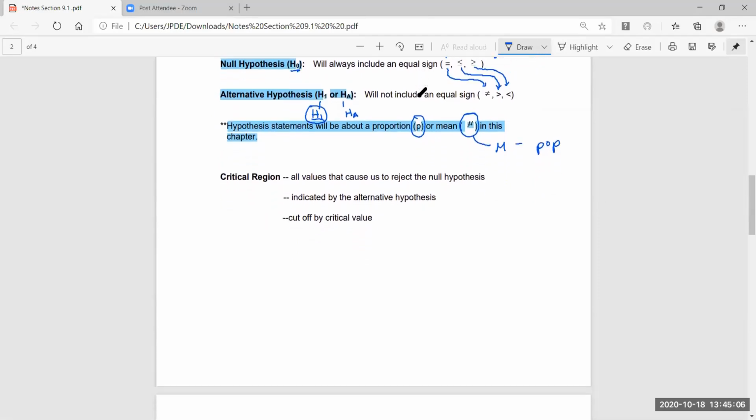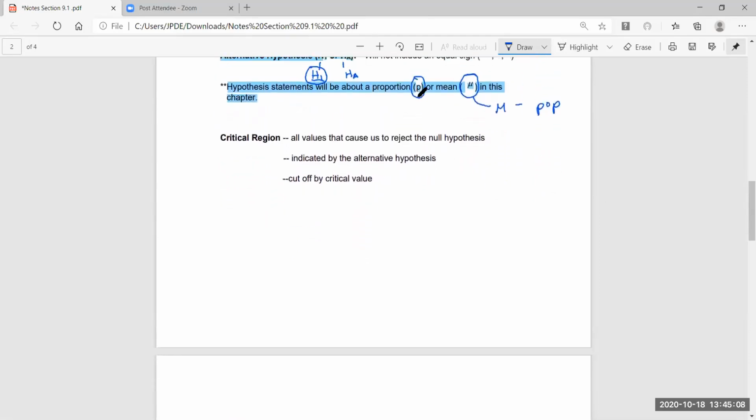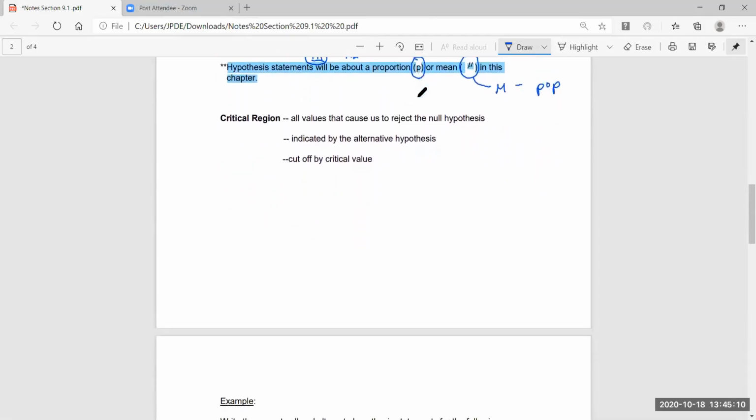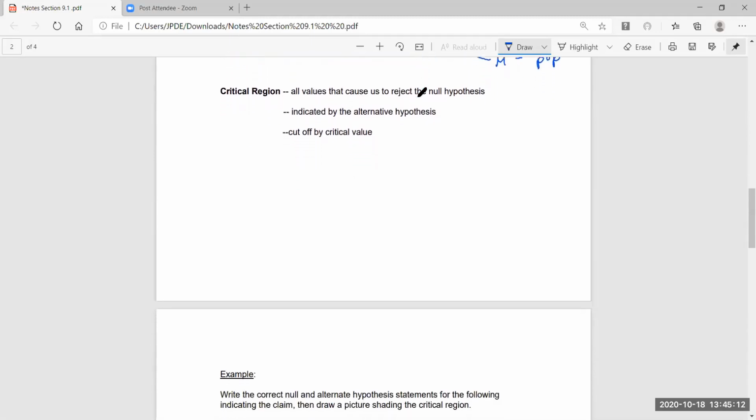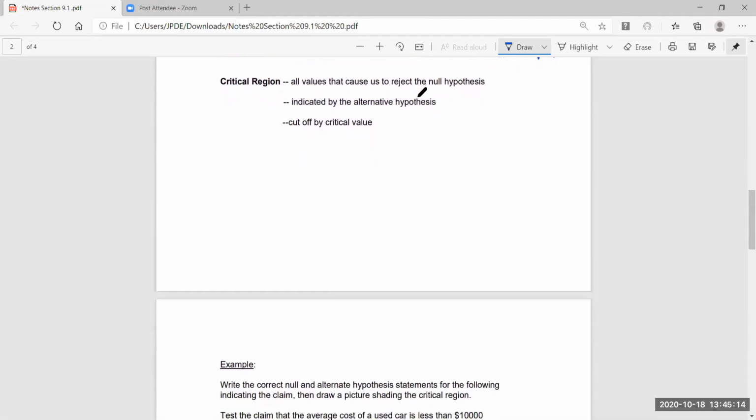Okay, we're almost ready to do some practice. I want to talk about what the critical region is. And the critical region is all the values that will cause us to reject the null hypothesis. The way we find the critical region is to look at the alternative hypothesis.